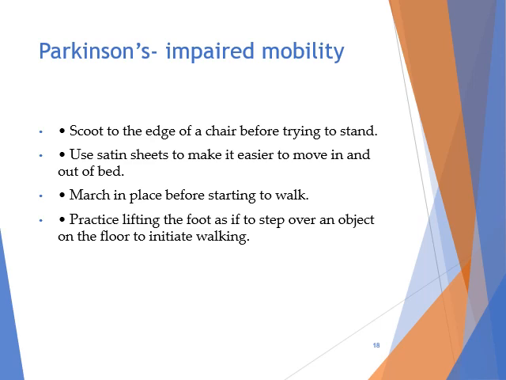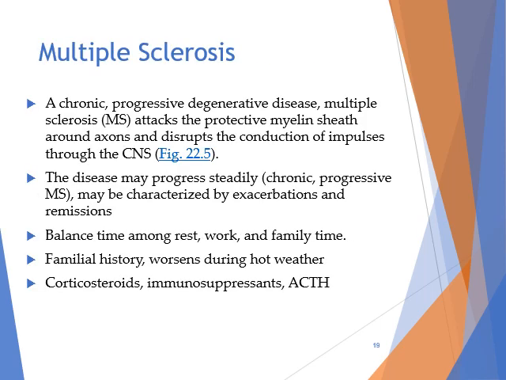All right, let's move to multiple sclerosis on page 386. So what it is, a chronic progressive degenerative disease. Multiple sclerosis attacks the protective myelin sheath around the axons and disrupts the conduction of impulses through the central nervous system. You can see that on figure 22.5, and I do have it on the next slide as well. So that gives you a good look at the sites in the brain.